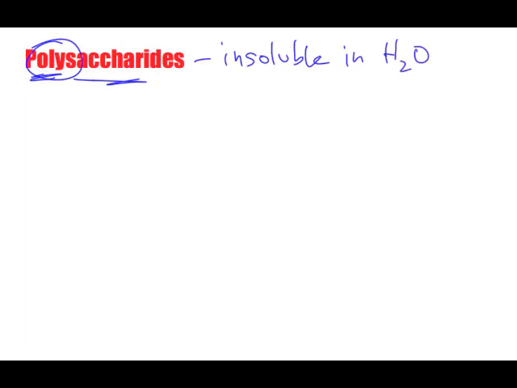As I just said in the previous slide, both monosaccharides and disaccharides are soluble in water. However, polysaccharides, and we can think of poly meaning many sugars, are actually considered insoluble in water. So that's one of the differences. Polysaccharides are long chains of simple sugars all combined together.